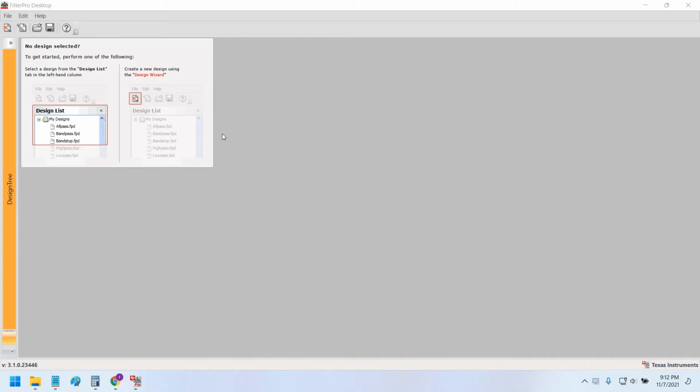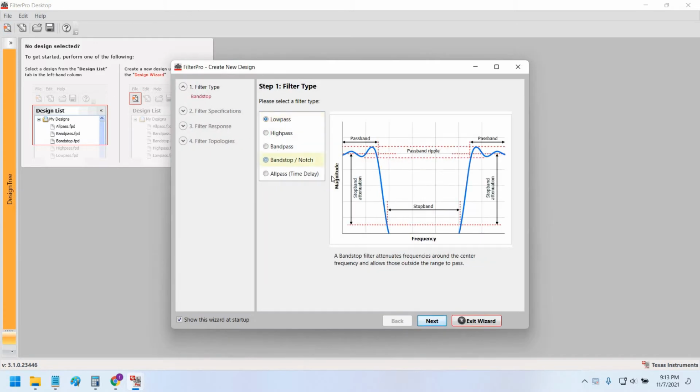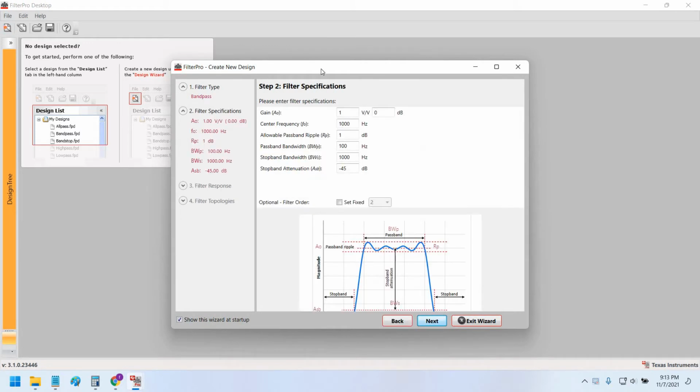In this video I will show you how to design the bandpass filter using the FilterPro, and then we will replicate the same circuit in LTSpice and resimulate the circuit to match the results of FilterPro with LTSpice. Okay, so let's start. Bandpass filter.